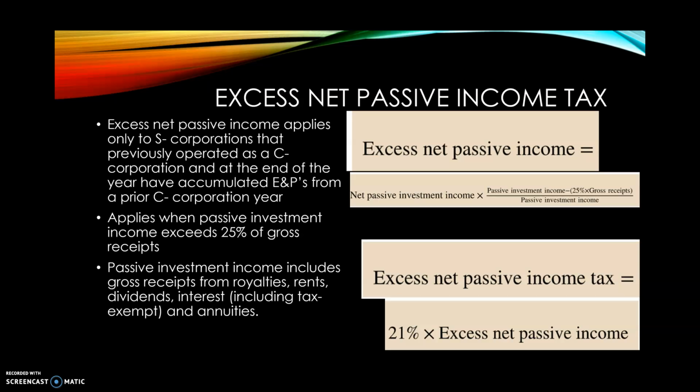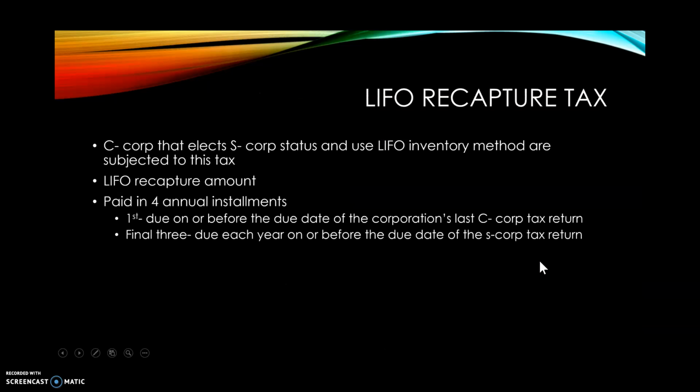There's only excess net passive income if it has net passive investment income, and that passive investment income exceeds 25% of gross receipts. There are different things that go into what the gross receipts are. For example, the total amount of revenues, including the passive investment income received or accrued under the corporation's accounting method and not reduced by returns, allowances, cost of goods sold, or deductions. So for this tax, these 2 equations right here are going to be what's best to follow when trying to compute it.